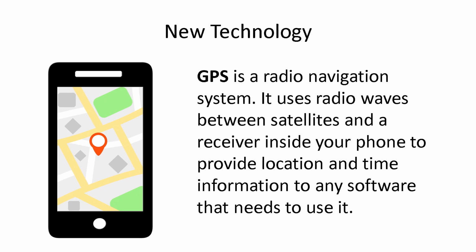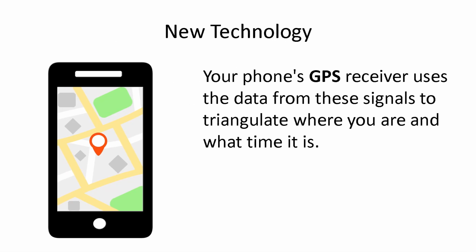Global Positioning System is a radio navigation system. It uses radio waves between satellites and a receiver inside your phone to provide location and time information to any software that needs to use it. Your phone's GPS receiver uses the data from these signals to triangulate where you are and what time it is.